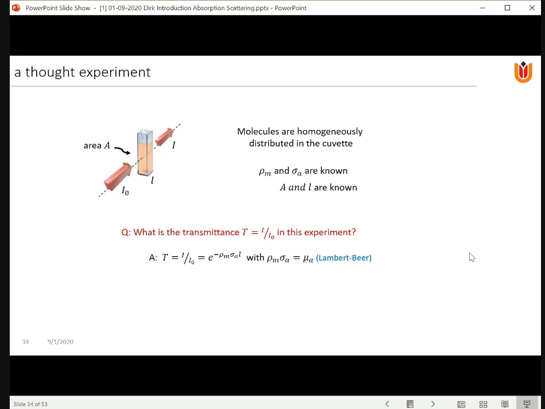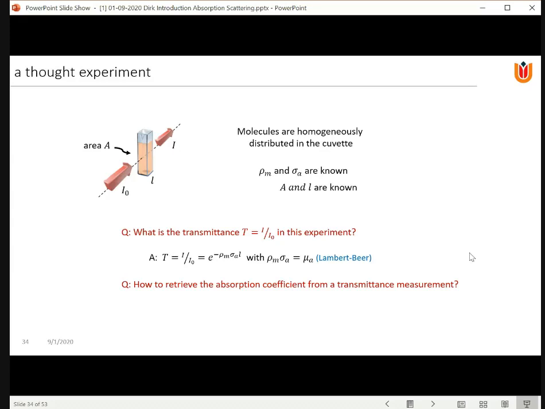So this was not so exciting yet. Now let's say we want to do a measurement of the absorption coefficient just using this experiment. So let's say I can measure a transmittance because I can put a detector at the end of the cuvette, so I can measure I, the intensity on the back side. I can make a reference measurement of I0 at the front of the cuvette, so I can calculate from my measurements the actual transmittance.